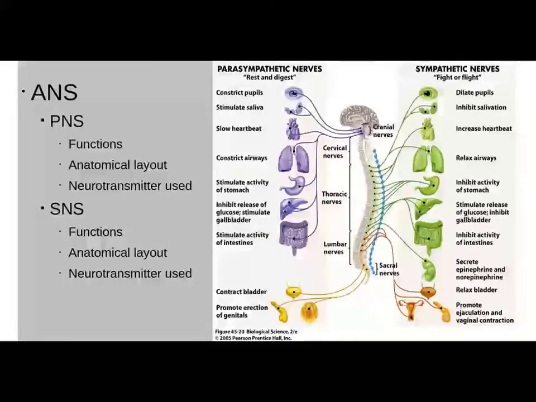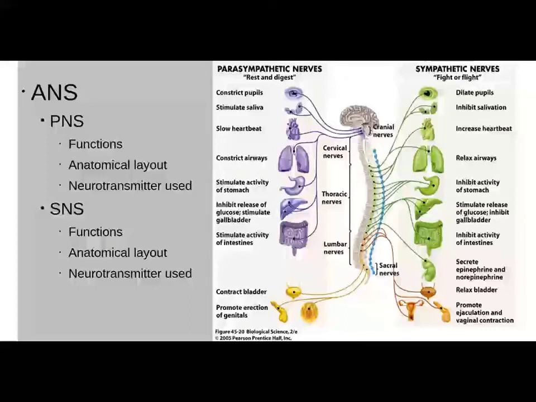So to sum that up, the preganglionic neuron in the parasympathetic nervous system runs from either the brainstem or the sacrum, the central nervous system, all the way to the organ that it's going to innervate. That's where the ganglion is found in the PNS. And then the postganglionic neuron is really short. It runs from that ganglion to the organ.